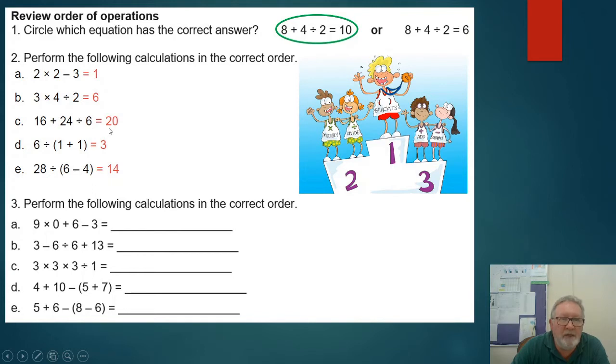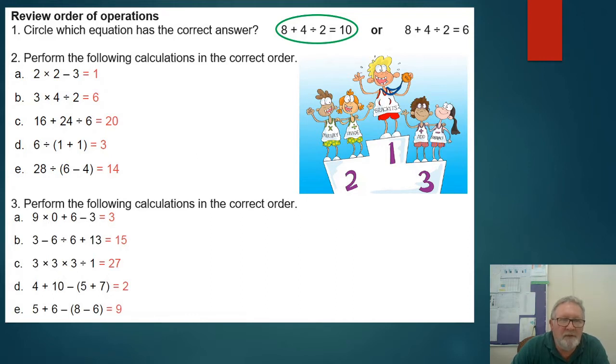16 add 4, 20. Brackets always come first, so in D, 1 and 1 is 2, and then 6 divided by 2 is 3. Brackets again, 6 take 4 is 2, 28 divided by 2 is 14. How did you go there? Alright, let's have a look at the next exercise and how you went. 9 times 0 is 0, multiplication being first, then left to right. 0 plus 6 is 6, 6 minus 3, 3.